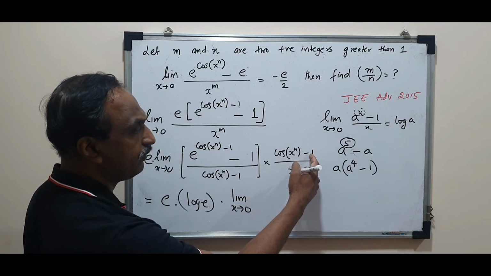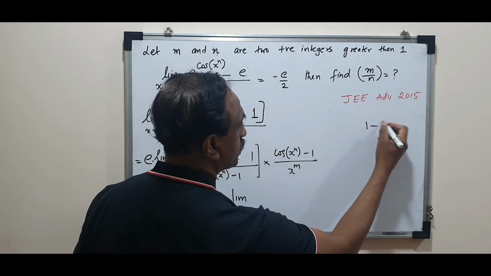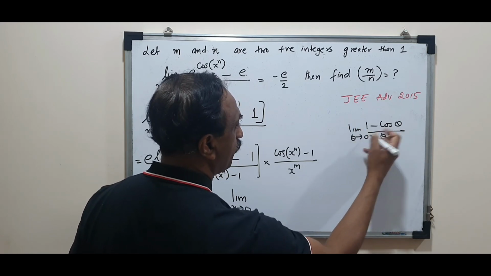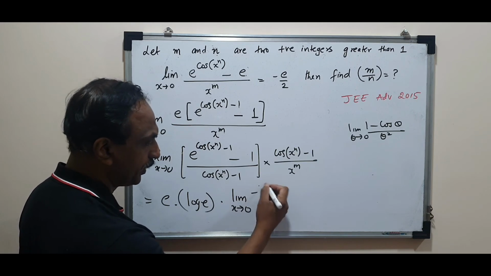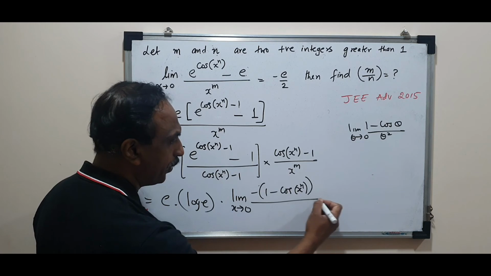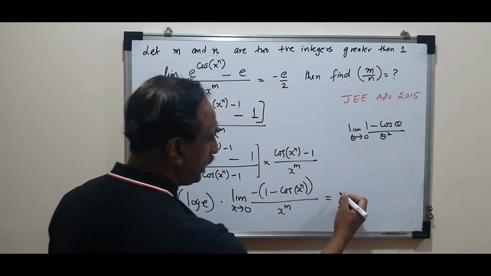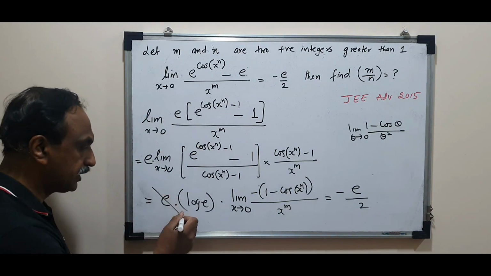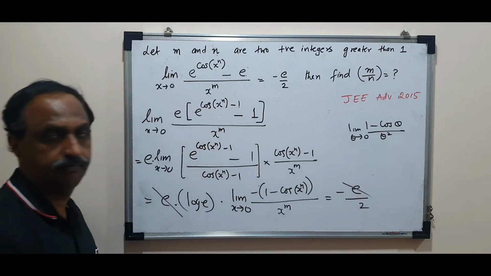I have a formula with 1 minus cos theta. Remember this formula? 1 minus cos theta upon theta square, limit theta tending to 0. This formula, if I want to apply, I need 1 minus, so take a minus common. 1 minus cos of x raised to n upon x raised to n. Now, this should give me minus e by 2 as the answer, which means this and this will get cancelled. My answer should be minus half.